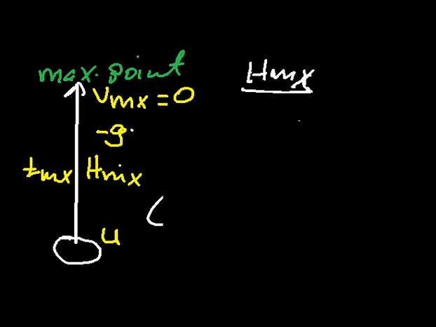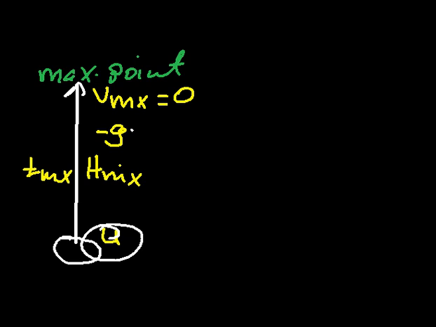And how about the initial velocity? How can we find the initial velocity, that is the velocity from the level ground? There are several ways in which we can find the initial velocity. We can get it using this equation.